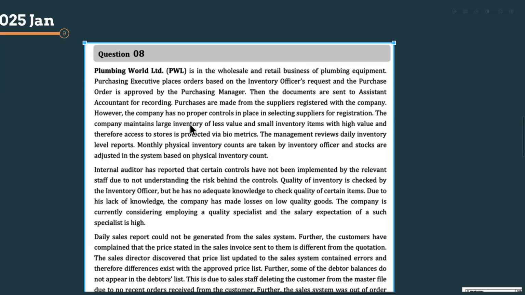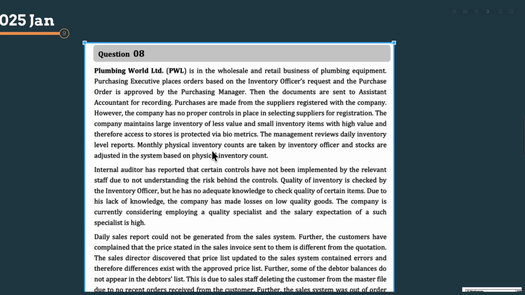And the company maintains a large inventory of low value items and a small inventory of high value items, and therefore access to the store is protected via biometrics. Okay, biometrics means they have fingerprints. But the problem is, even though there are high value items, low value items are in the same place. That can be a control weakness.